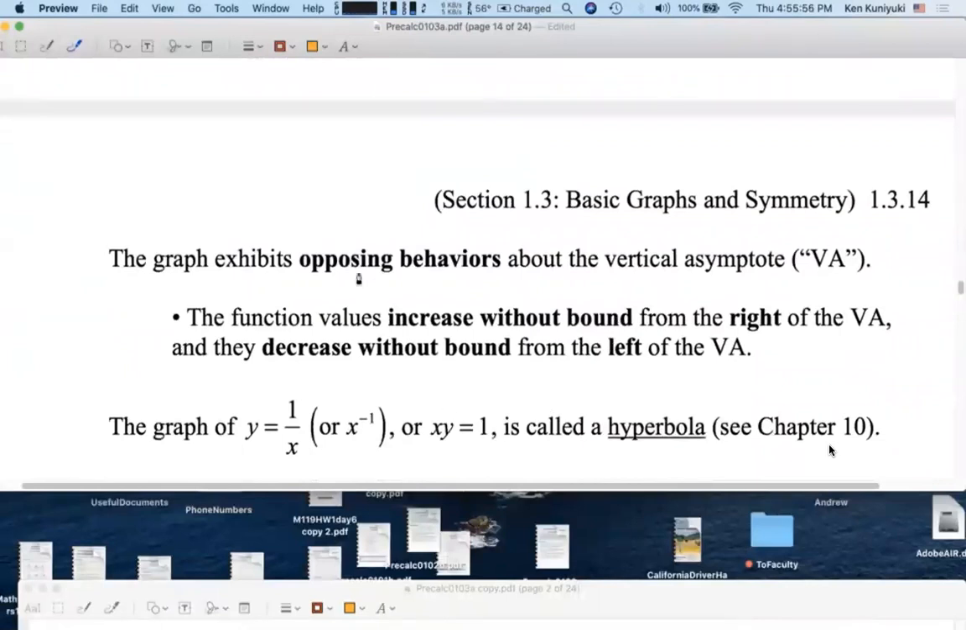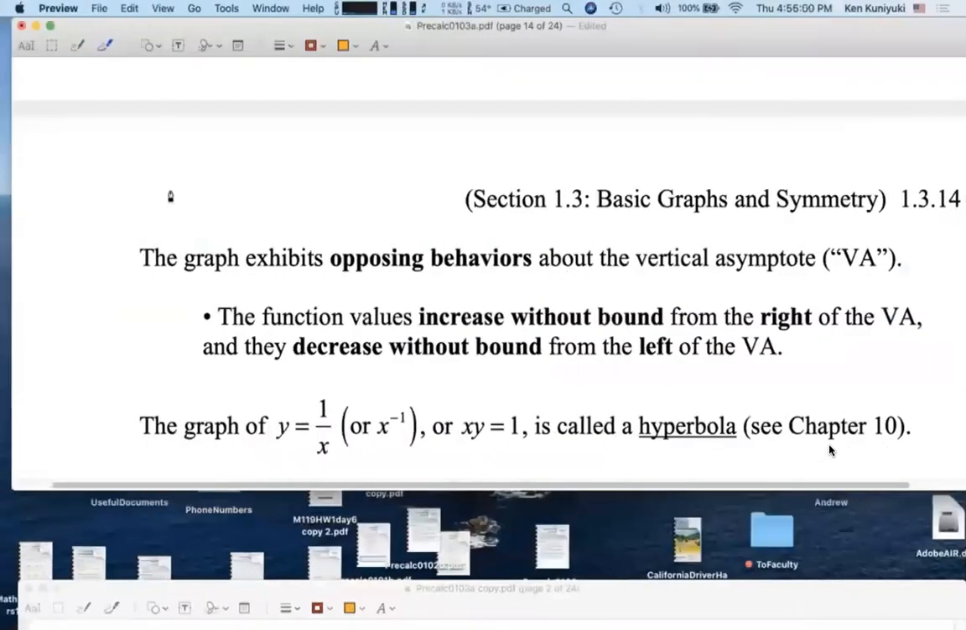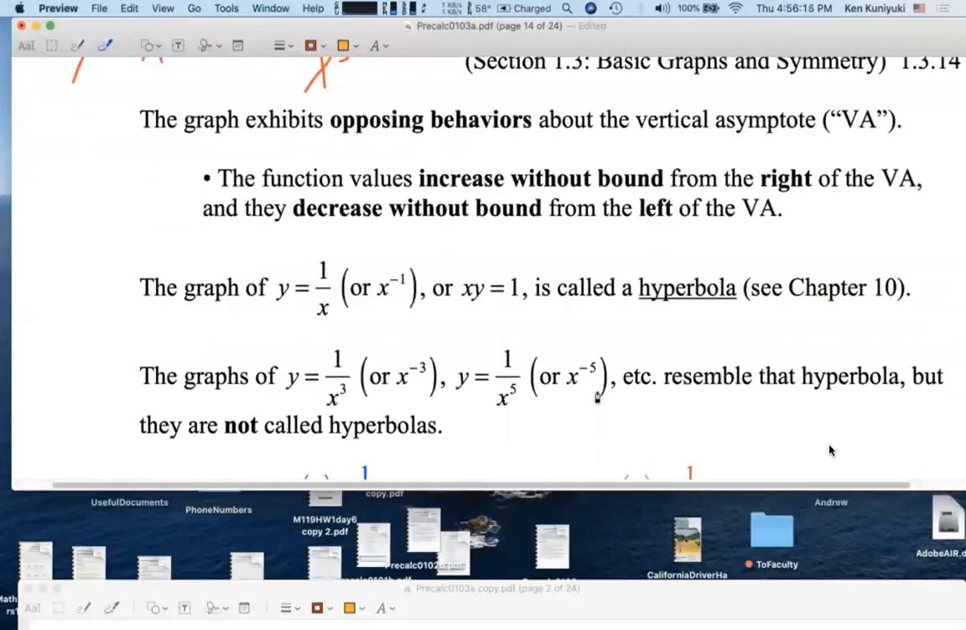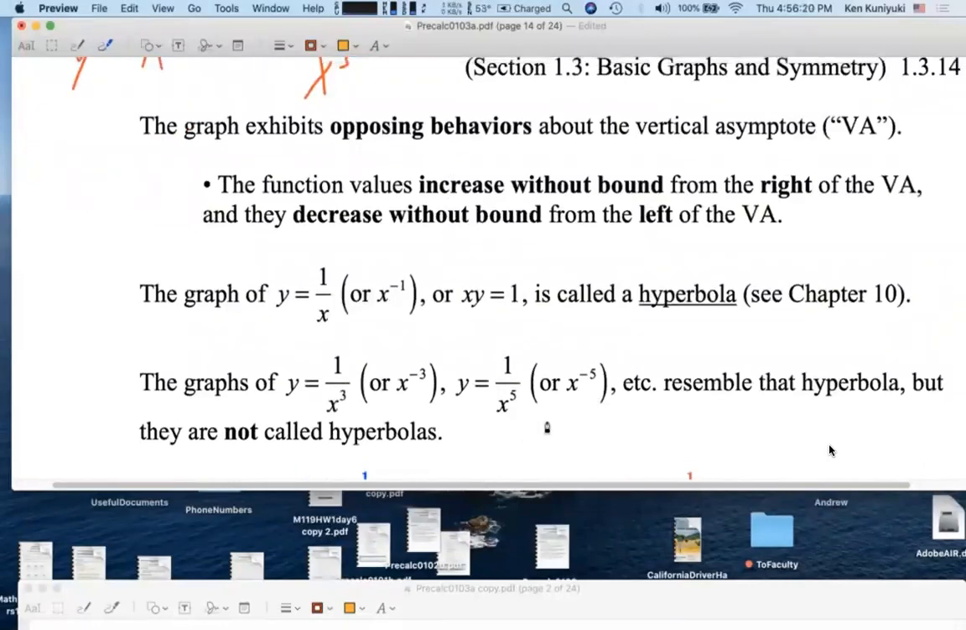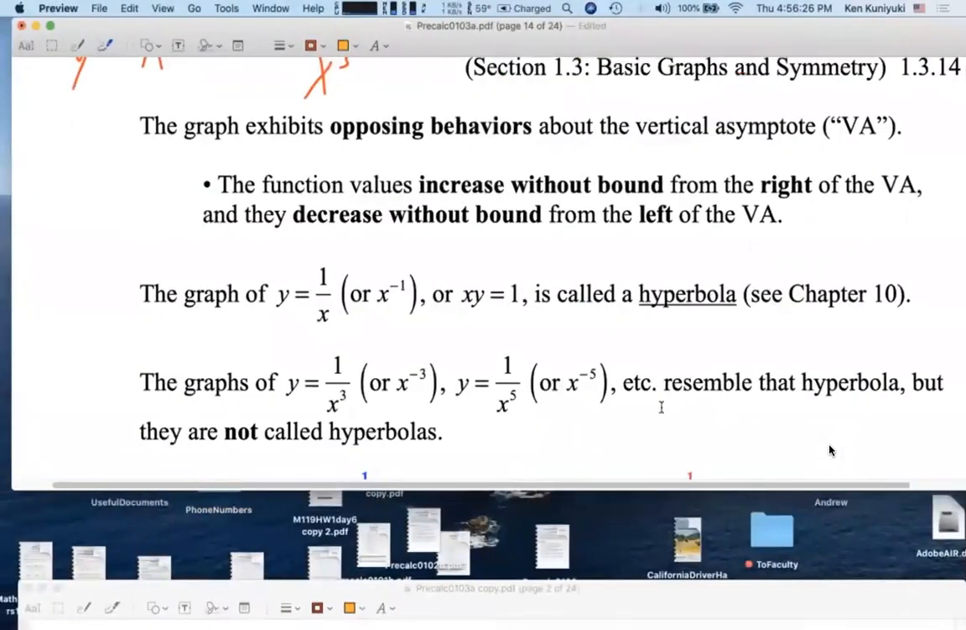Now this is called a hyperbola. What other graphs will look similar to this guy here? Well, how about y equals x to the negative 3, for example? How can you rewrite x to the negative 3? As 1 over x cubed. And so forth. y equals x to the negative 5th, or 1 over x to the 5th. All these guys are going to have these quadrant 1 and quadrant 3 type graphs with these as asymptotes. Okay, but they're not called hyperbolas.